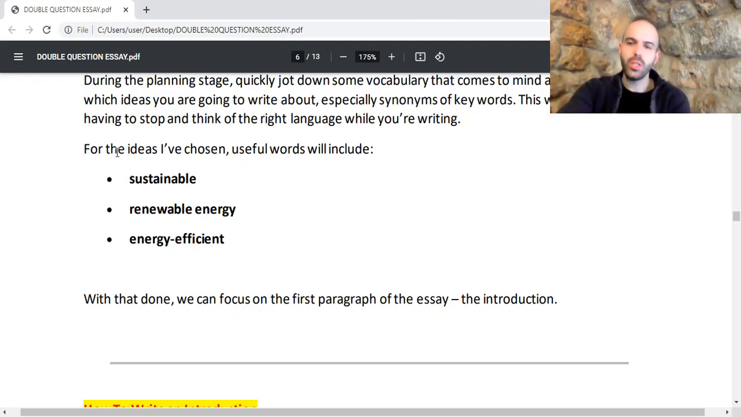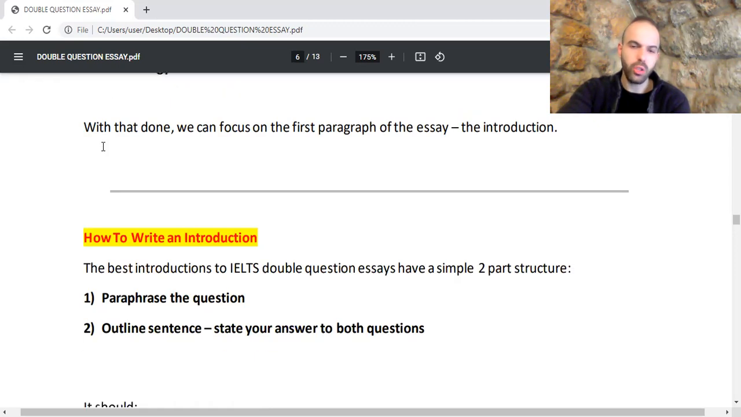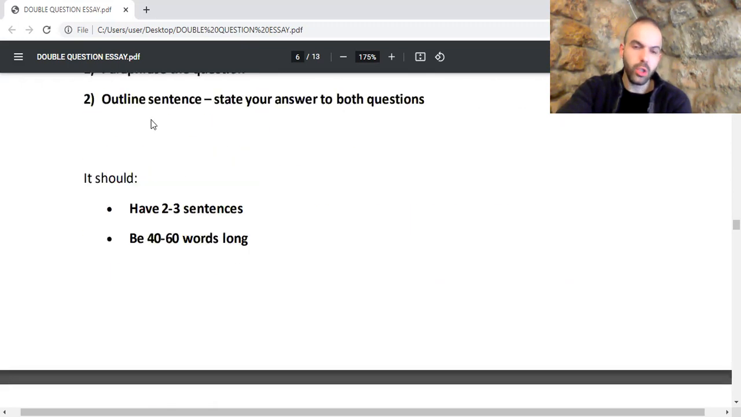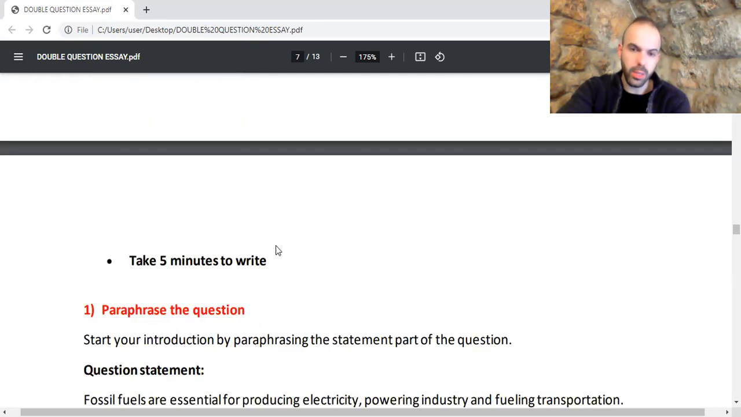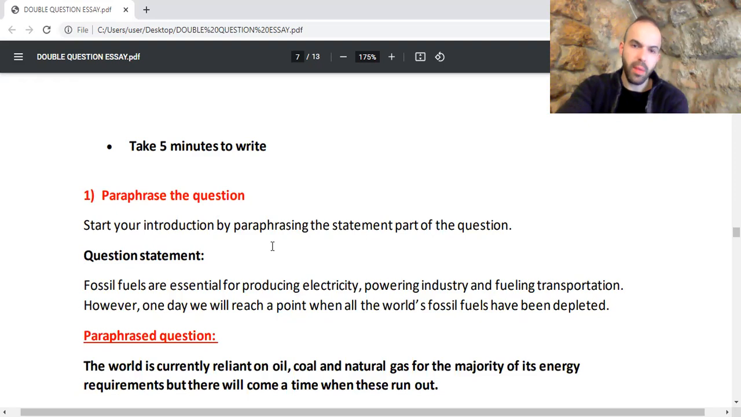Okay, so now let's just move to the introduction. How to write an introduction? So the best introductions to ISW question essays have a simple two-part structure. First of all, you need to paraphrase the question, and second, you need to write the outline sentence where you state your answer to both questions. Now, it should be about 2 to 3 sentences and be 40 to 60 words long and take 5 minutes to write. So first of all, we need to paraphrase the question.